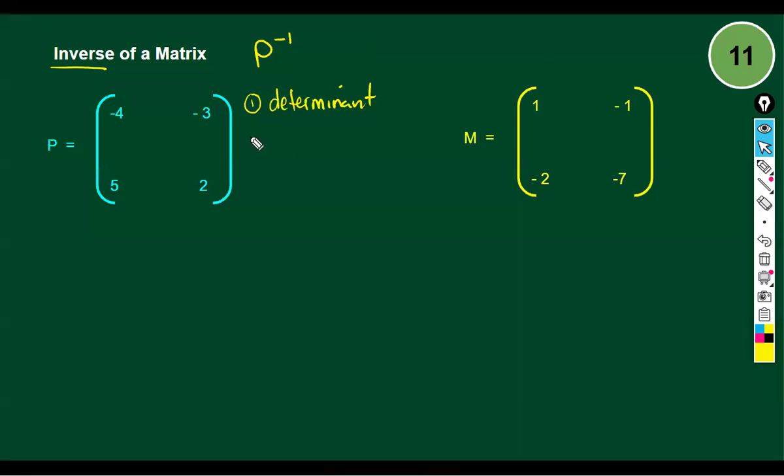To find the determinant of P, remember we have to multiply the more important diagonal first, right? So we have minus 4 multiplied by 2. I think most people have that. You must put the minus sign. And then you multiply the less important diagonal, 5 multiplied by minus 3.